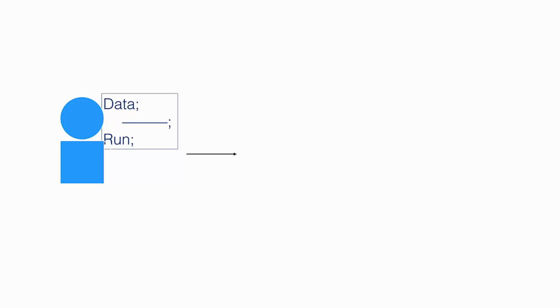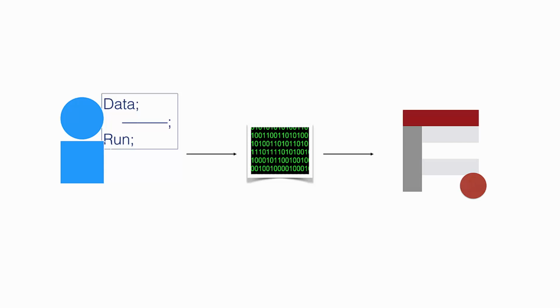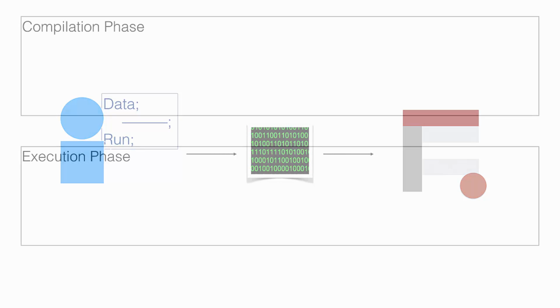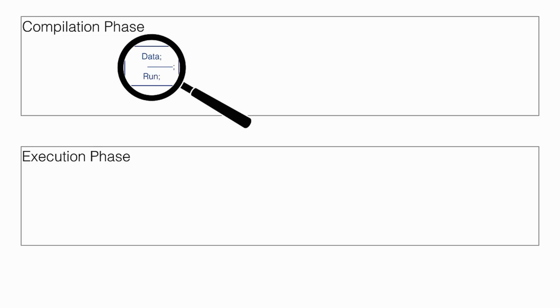You've seen that when you submit a data step, SAS processes the data step and then creates a new SAS dataset. Let's take a look behind the scenes so that you can understand how that happens. SAS processes a data step in two phases, the compilation phase and the execution phase. During the compilation phase, SAS first scans each line of the data step for syntax errors.